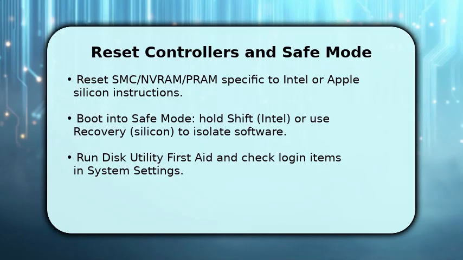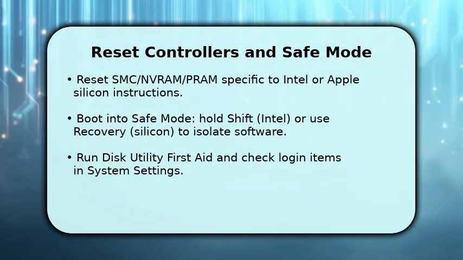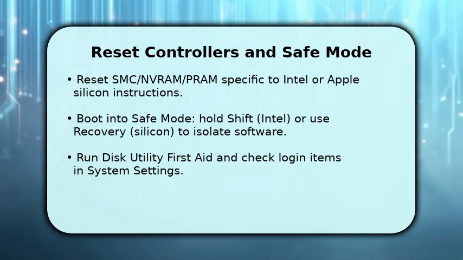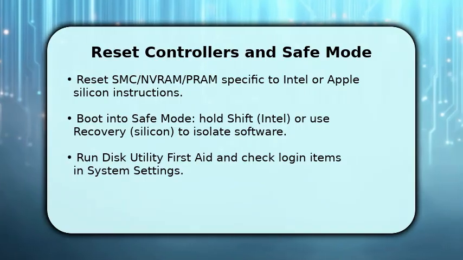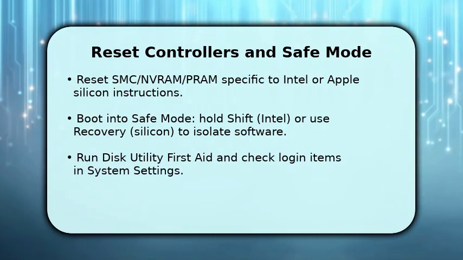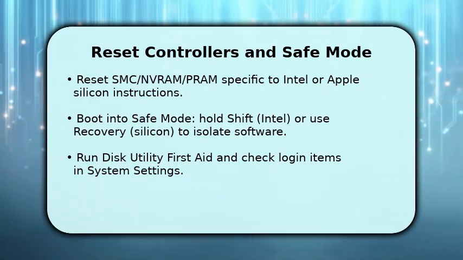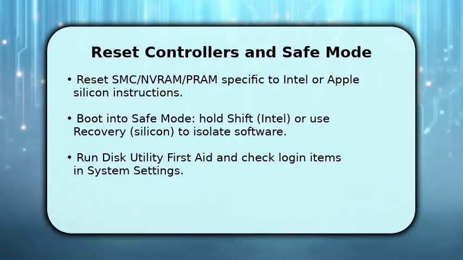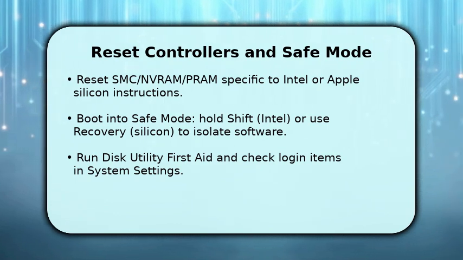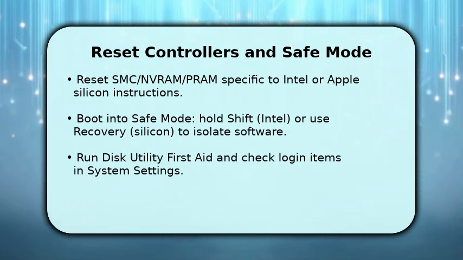Next, boot into safe mode to load minimal drivers and disable third-party kernel extensions so you can isolate software causing crashes. Then run Disk Utility First Aid on the startup disk and review login items and launch agents in System Settings. You finish by diagnosing battery health and system software.